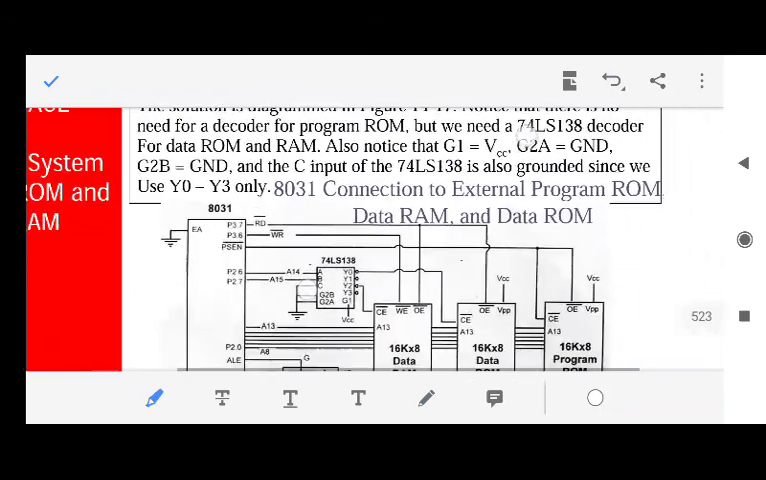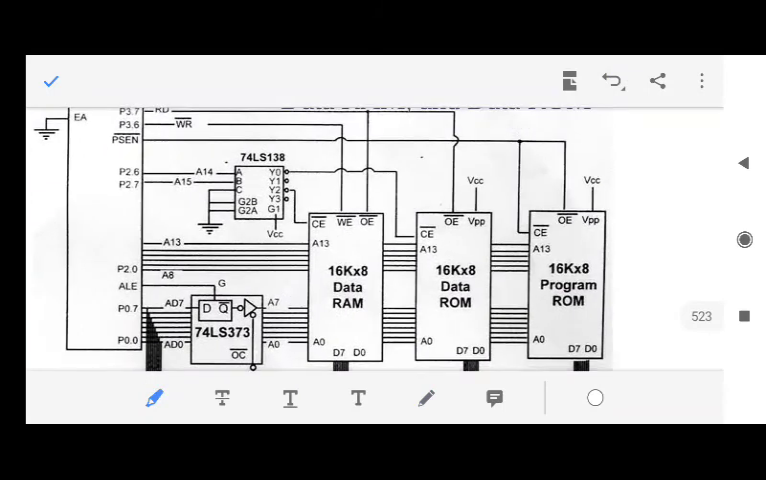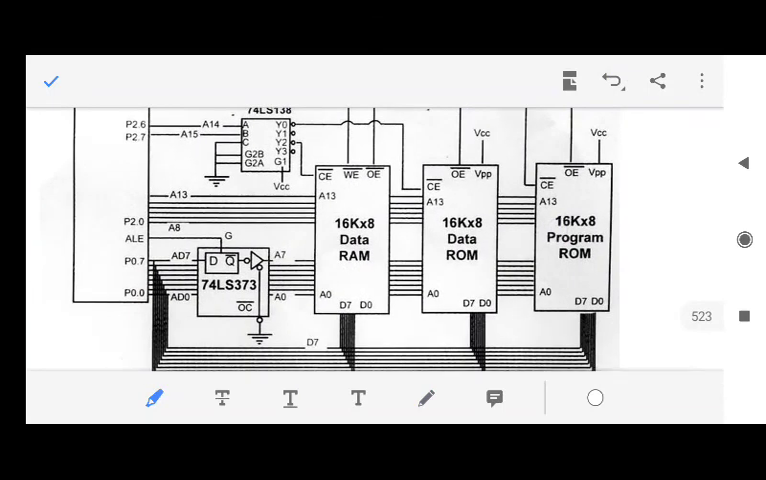Let's see. Yeah, there's one more example. This is a good example. We will do this example, then we'll end the class. That's it. What is in this example? In this example, you have been given a 16K by 8 data RAM, a 16K by 8 data ROM, and a 16K by 8 program ROM. Three memories have to be connected.